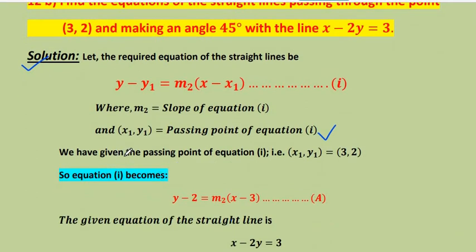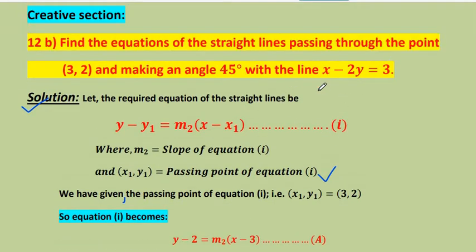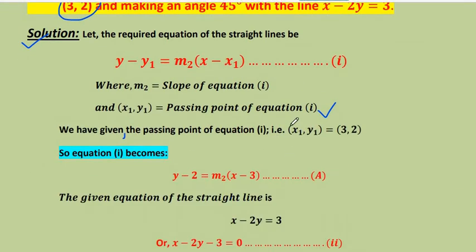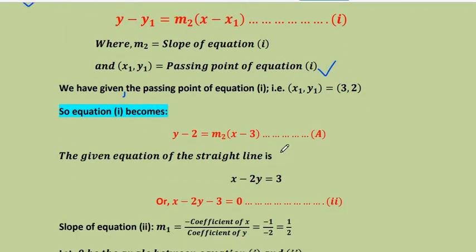We are given the passing point of equation I. You can see it in the question: that is (3, 2). So I have written here the passing point of the required straight line I is (3, 2). When we substitute the values of x1 and y1 in equation I, then equation I becomes y minus 2 equals m2 times (x minus 3). I have considered it as equation A.